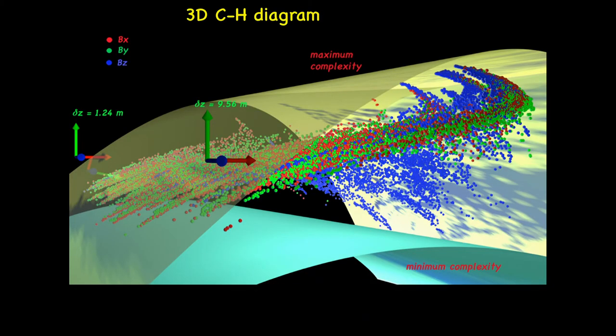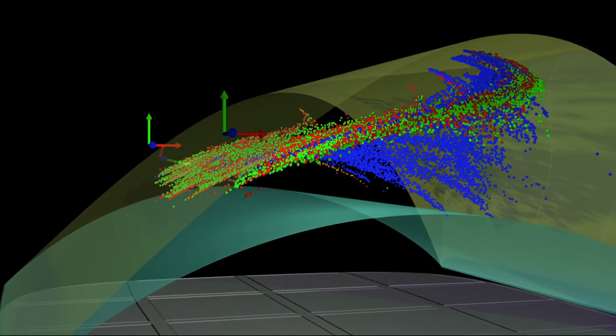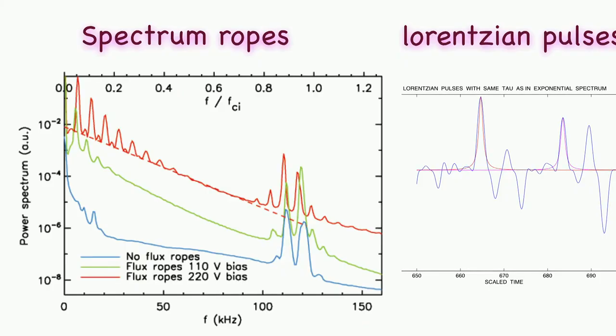This develops in space. So these are the minimum and maximum complexity curves, and this is how the complexity varies as you move away from the birth of the ropes. The rope motion gets more and more complex as they go whipping around, and you get this large hook in the complexity diagram. This is what it looks like in 3D. The last thing I want to say, I know.